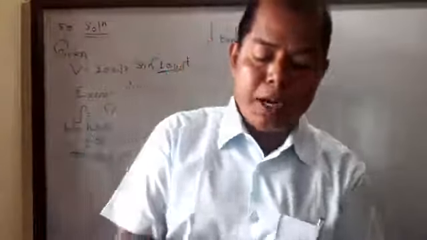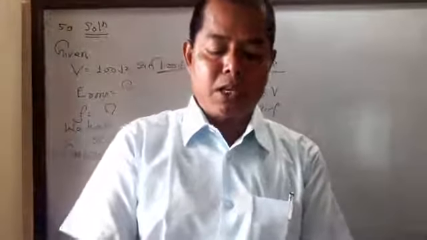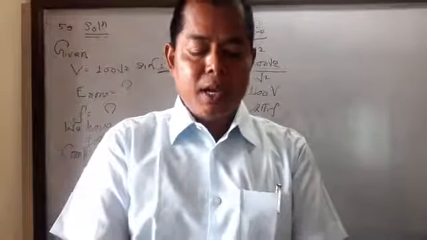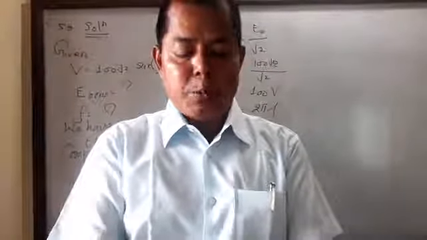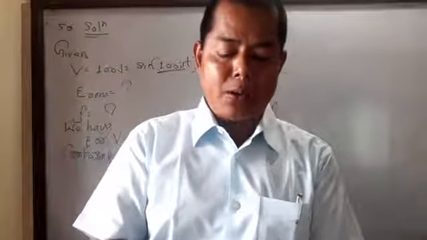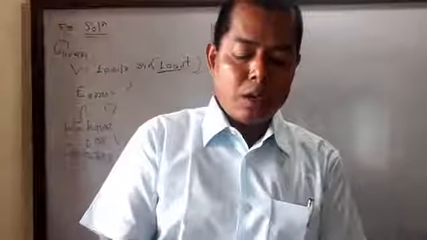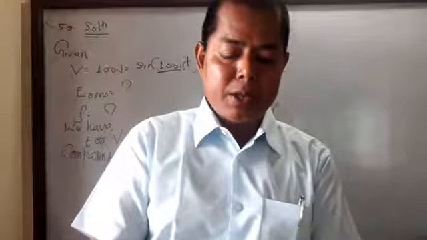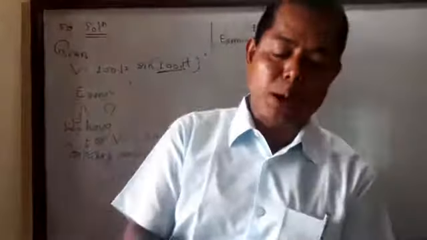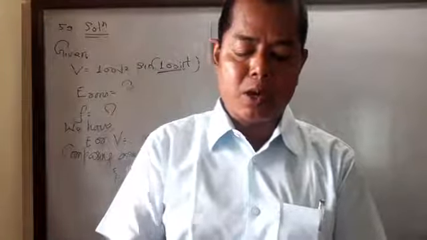100 volt and frequency 50 hertz AC is connected with an LCR series circuit. L has value 8.1 millihenry, C has value 12.5 microfarad, and R has value 10 ohm, all connected in series. Find the potential difference across the resistor. Means we have to find only the potential developed across the resistor.